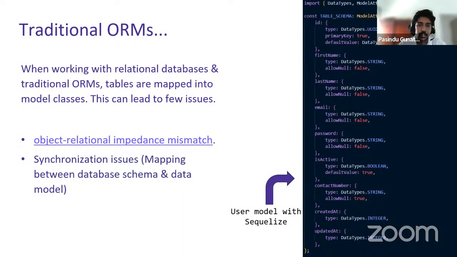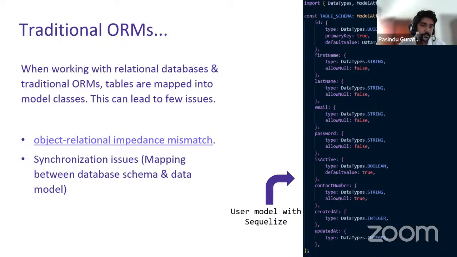Another issue is a synchronization issue. Synchronization is about how you manage things when you are evolving your database schema over time. For this, ORMs usually come with tools like migration tools. When you are writing migrations, there are usually up and down functions. Up is used to create your tables or make changes to the tables, like alter column, alter table, or something like that. And down is invoked when reverting those changes.